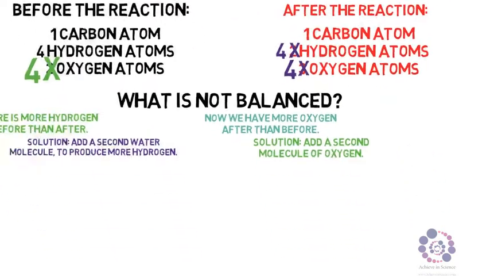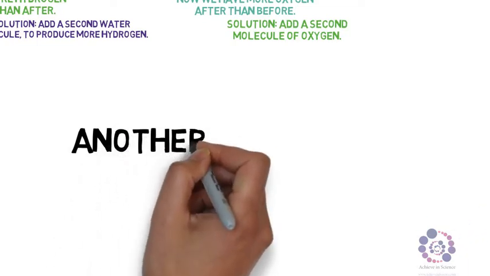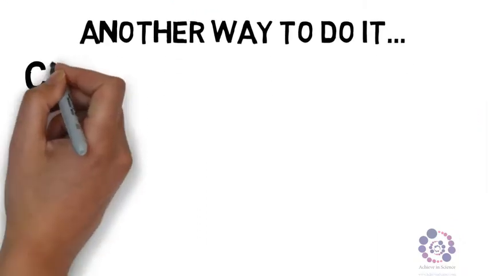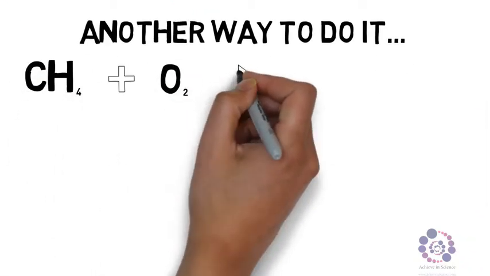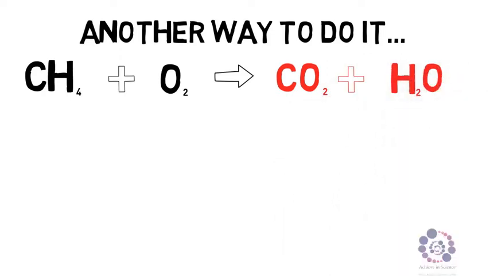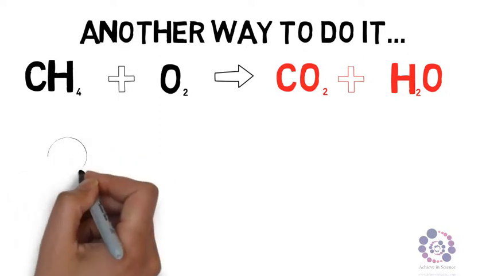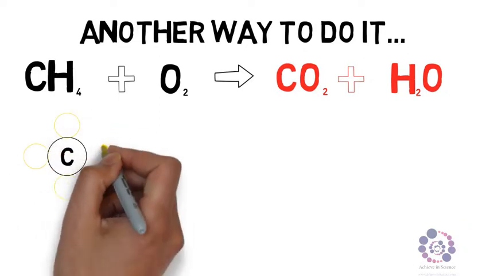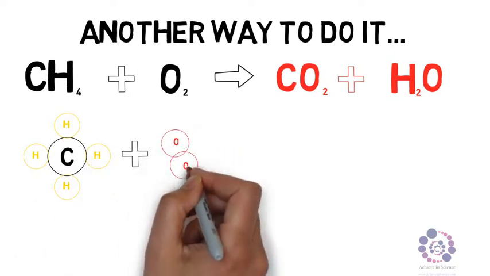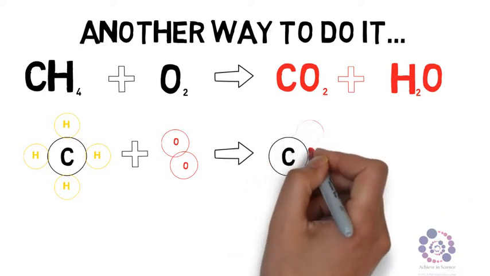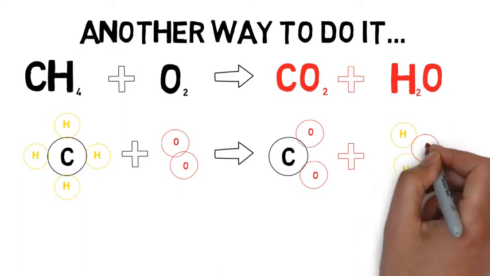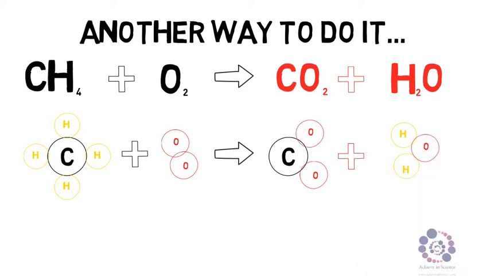Now if you struggle with this, you can also do it another way. Another way would be to draw out each of the molecules separately. So if we begin with the equation that we began with at the beginning, before we balanced it, we had methane CH4 plus O2 giving us carbon dioxide CO2 and water H2O. So carbon is attached to 4 hydrogen atoms. Oxygen is made up of 2 oxygen atoms. Carbon dioxide is made up of a carbon joined to 2 oxygen atoms, and water is made up of an oxygen atom joined to 2 hydrogen atoms.